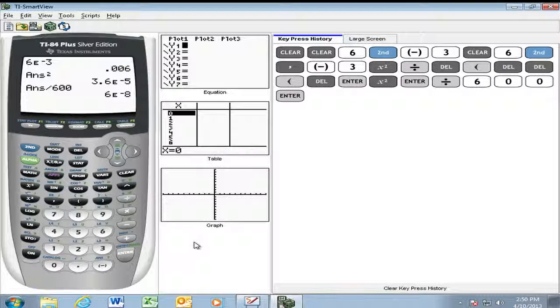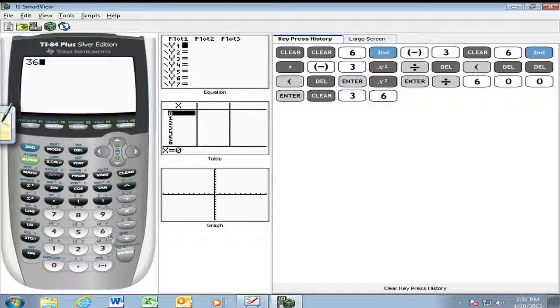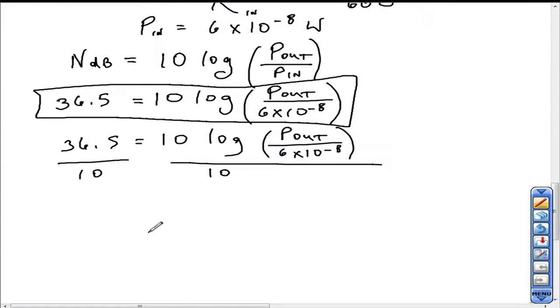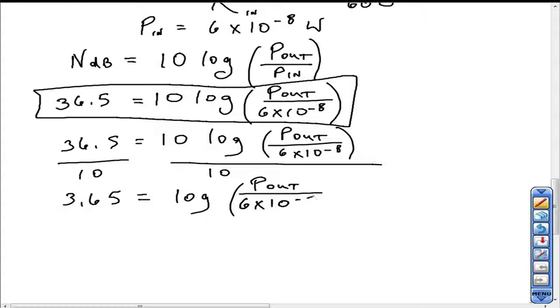If you're not sure, remember, you've got a best friend. Ask your best friend. 36.5 divided by 10. There it is, 3.65. So 3.65 equals the log of P out. Remember, that's your unknown, that's your x, divided by 6 times 10 to the negative 8.